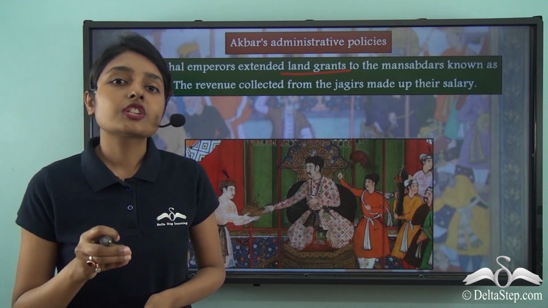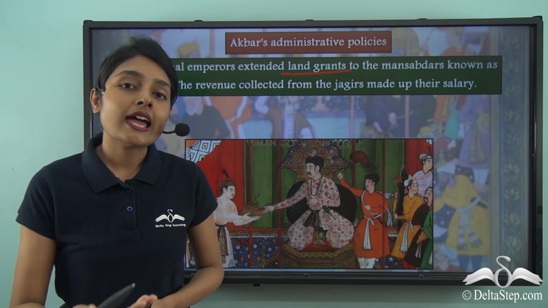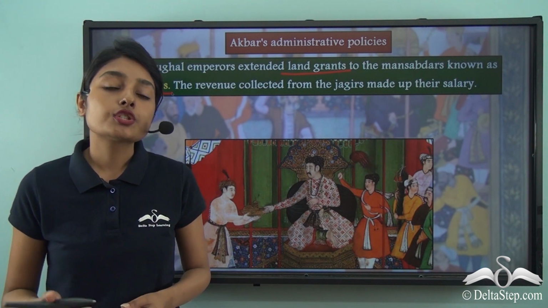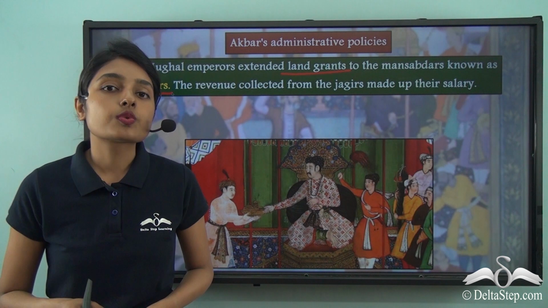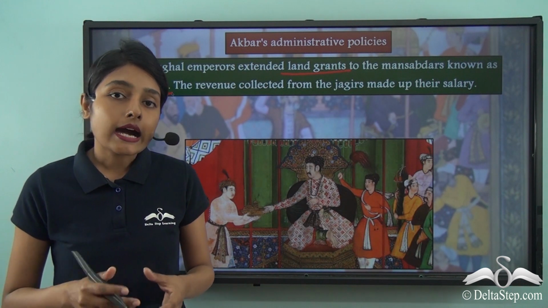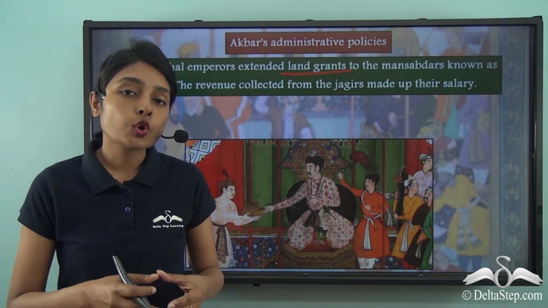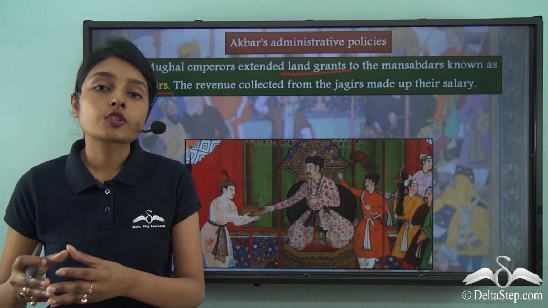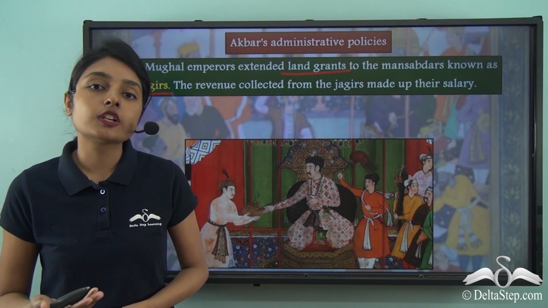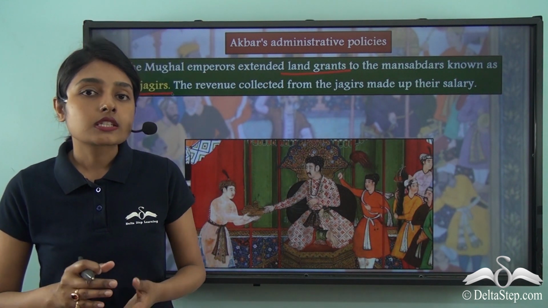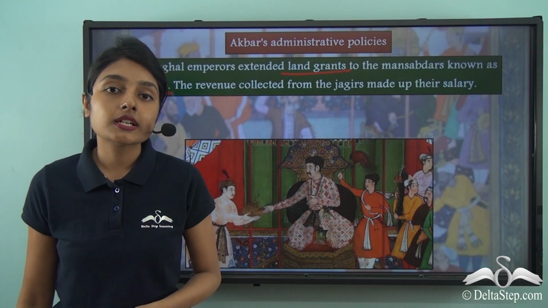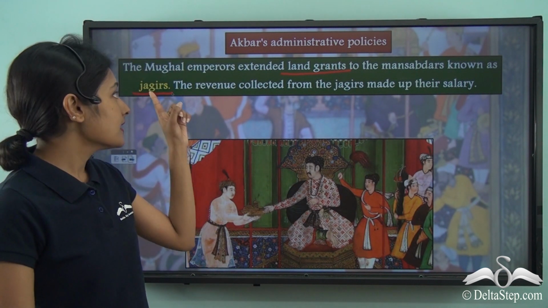So this was the Jagirdari system of extending land grants to the mansabdars. The Jagirdari system was quite similar to the Iqtidari system that was prevalent during the rule of various sultans under the Delhi Sultanate. Under the Iqtidari system, various nobles, army men, courtiers, and officials were given land grants by the Delhi sultans, which were known as the Iqtas. And here the Mughal emperor extended land grants to the mansabdars, and these land grants were known as the Jagirs.